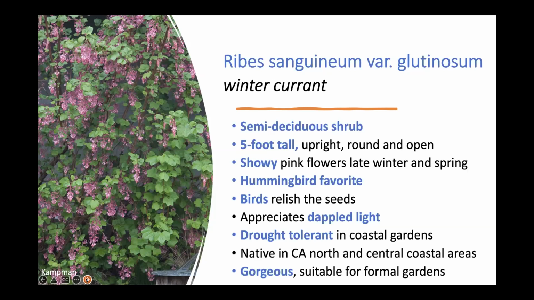This one grows beautifully, say, under the outside edge of the canopy of an oak, because they like that sort of dappled sunlight. They're drought tolerant in coastal gardens. In inland gardens, they might need a little bit of supplemental water once established. They're native in California on the north and central coastal areas. And this one is such a beauty that, you know, it's suitable even for formal gardens, just a stunning plant.